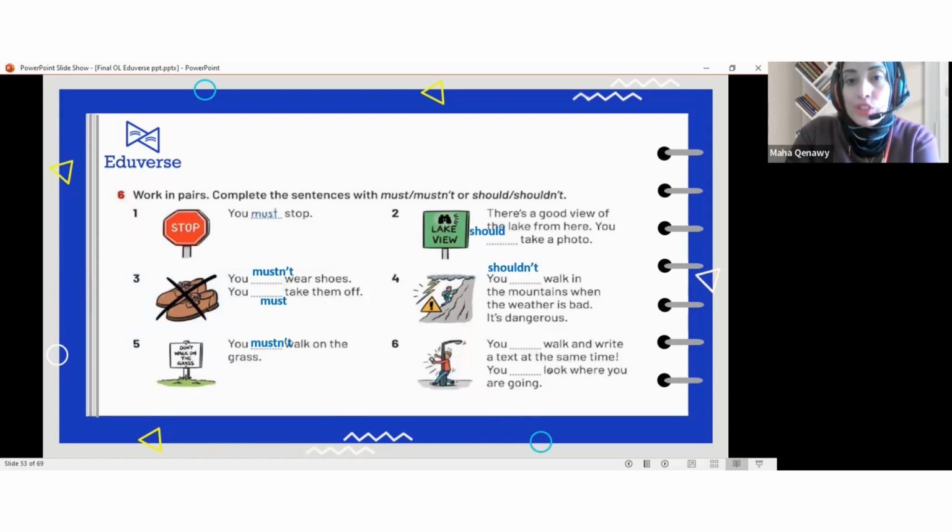Here, you walk and write text at the same time. Of course, you shouldn't. You should pay attention. You should look where you're going.